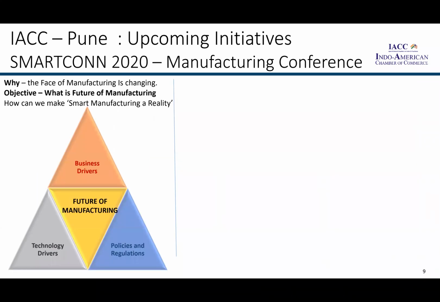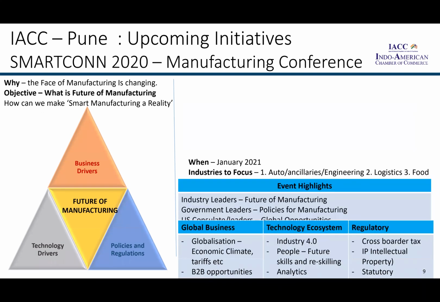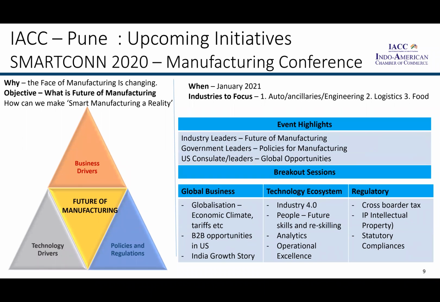The other exciting thing, especially in the context of Industry 4.0, is our upcoming event called SmartCon 2020. Thanks to COVID, we had to move the dates and are looking to host this in early January 2021. SmartCon is about smart manufacturing and how we can turn that into a reality. We're going to be bringing in various industry leaders to talk about the future of manufacturing. We're going to have leaders from the government and also from US consulates to come and talk about global opportunities in the context of manufacturing.